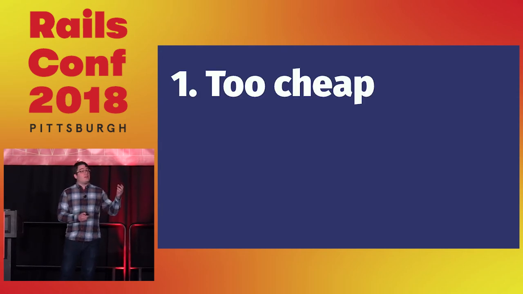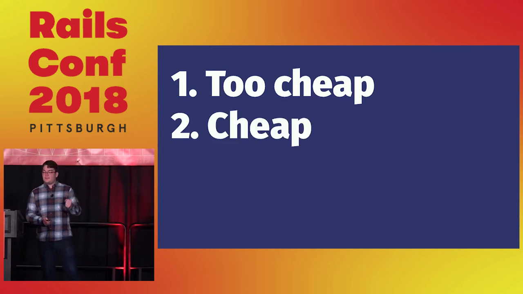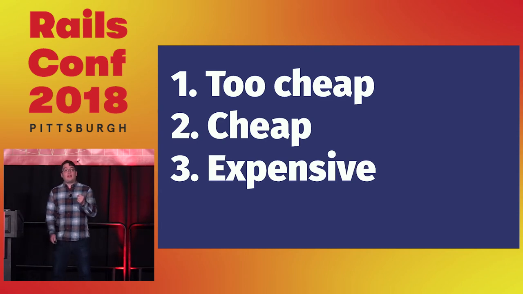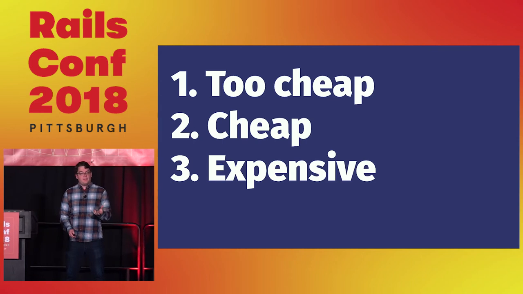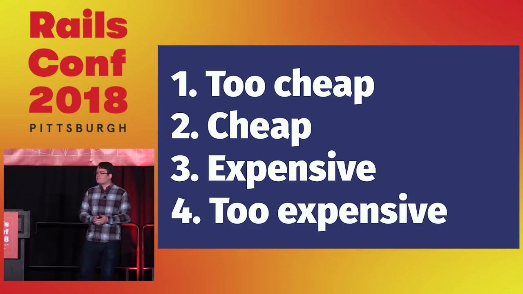These four questions gain us four pieces of information from each respondent. The price that they think something is too cheap, the price where they think it's cheap and they think I'm awesome for buying this, the price where they think it's expensive but they might still buy it because it's worth it to them, and the price where you've just priced them out of it. I'm not made of money.